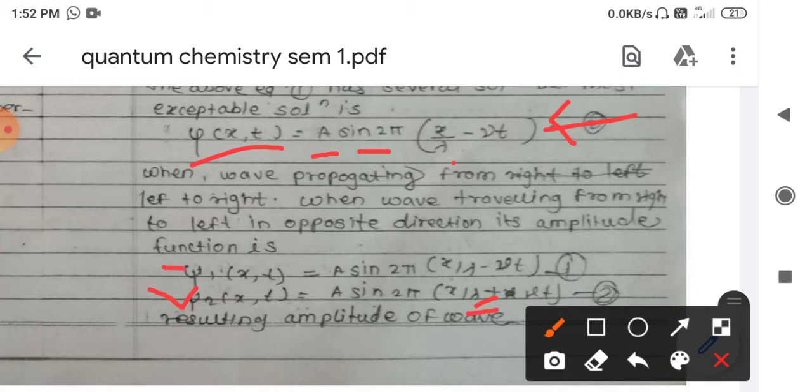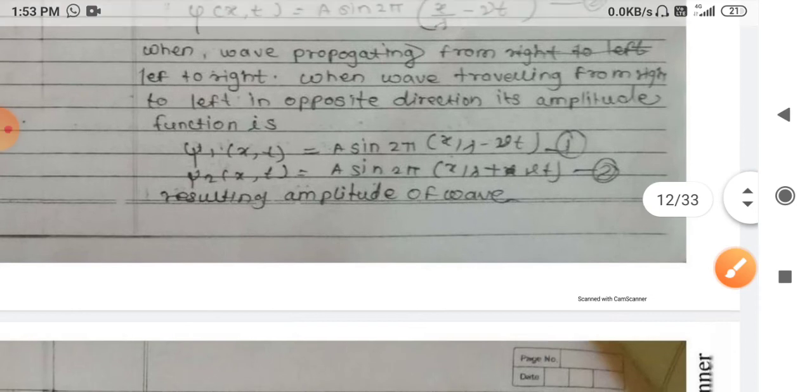So ψ1 is the motion of a particle from left to right, that is along the positive direction of the x-axis. So we can say that ψ1 is A, some constant, which we need to obtain later on, times sin(2π(x/λ − νt)). And if the particle is traveling back, that is in the negative direction of the x-axis, then the second wave function is A sin(2π(x/λ + νt)).